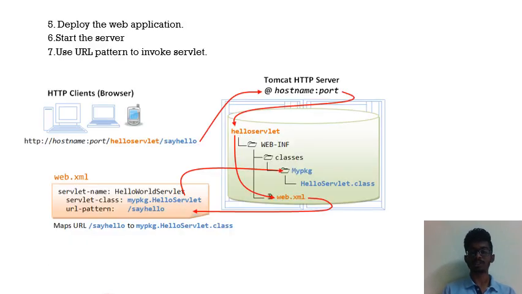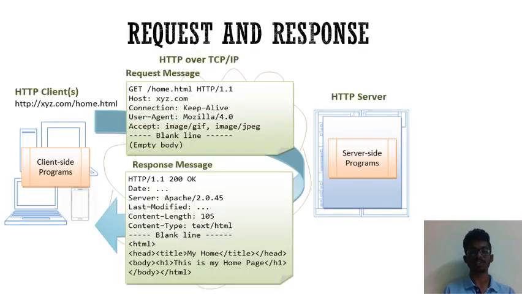Now next, after those steps are over, we have to deploy the web application and start the server. Use the URL pattern to invoke the servlet. Generally, to invoke the servlet, we use some built-in software such as Apache Tomcat, etc.